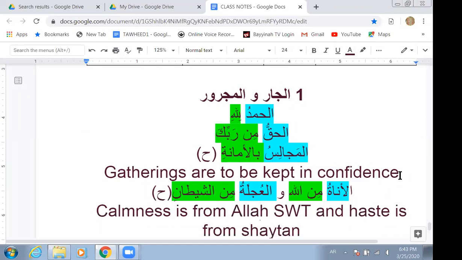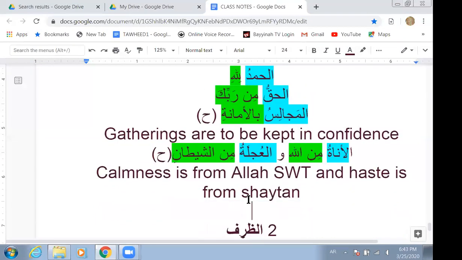And another hadith is Al-anatu min Allahi wa ujlatu min ash-shaytan. So this is again another hadith mubarakah. There is not one sentence but two sentences being connected with the waw. So for the first sentence, Al-anatu is the mubtada, min Allahi jar majrur, the khabar. Then this is the second sentence connecting with the waw atifa. Al-ujlatu is the mubtada, min ash-shaytan, jar majrur becomes the khabar for it. So the translation will be calmness is from Allah subhanahu wa ta'ala and the haste is from shaitan.